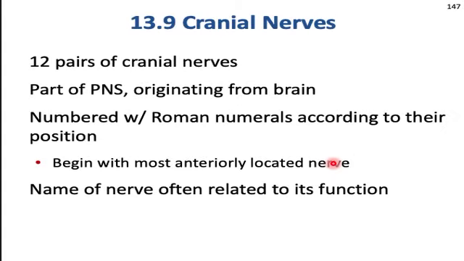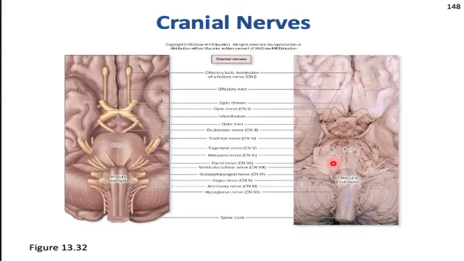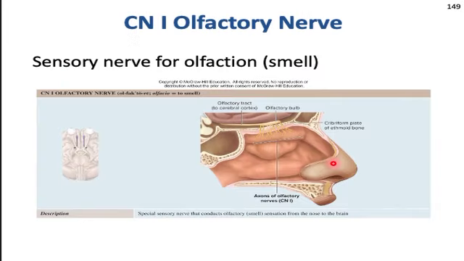Now, the cranial nerves are just portions of the peripheral nervous system that talk to our special sense organs as well as structures in the head and neck. And they're numbered with Roman numerals 1 through 12, 1 being closest to the nose and 12 being closest to the spinal cord, okay? You can see the different cranial nerves here, all right? And we're going to go through each one and talk about what they do.